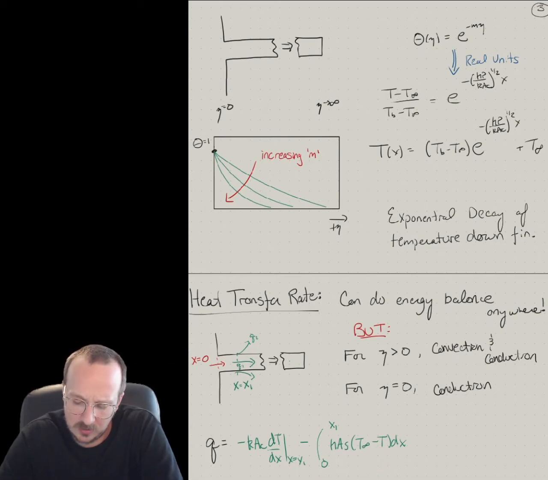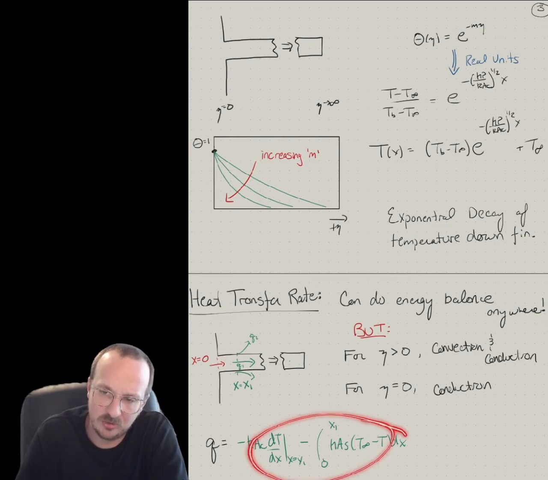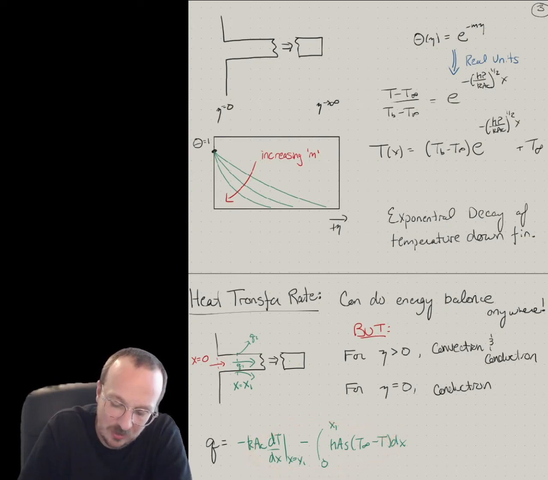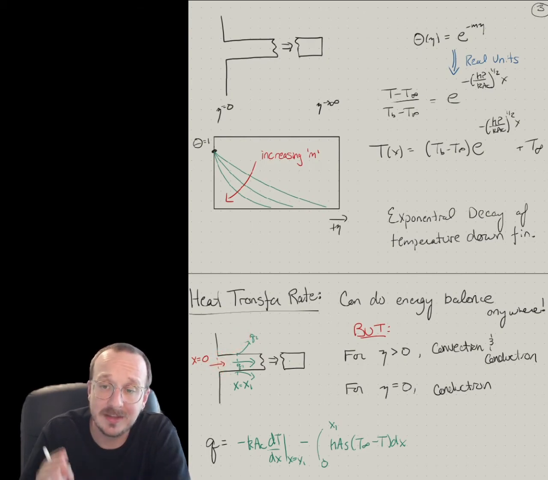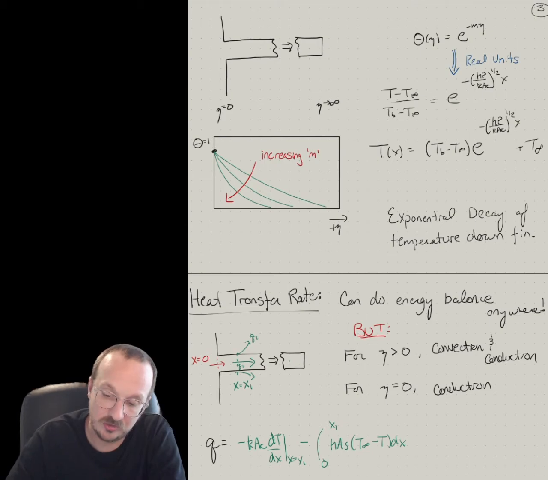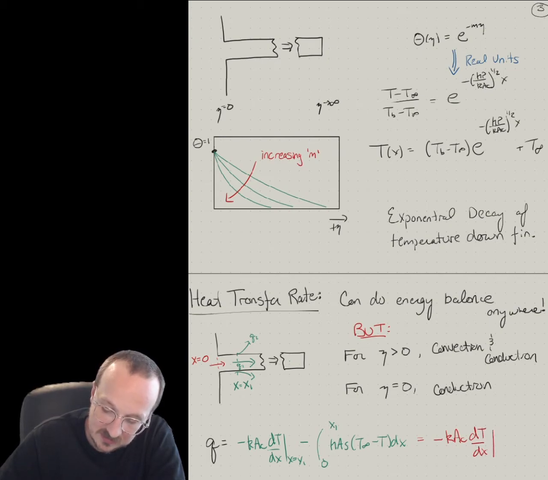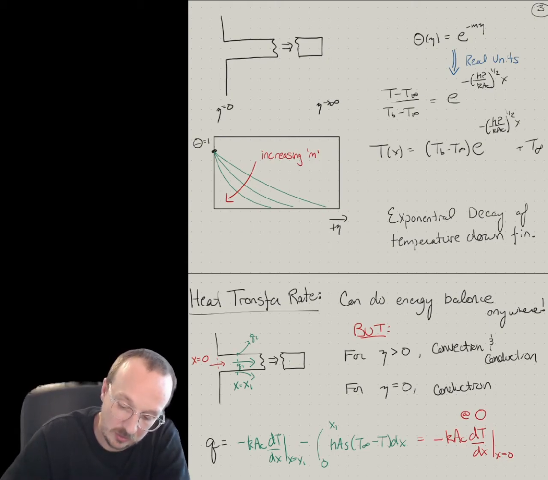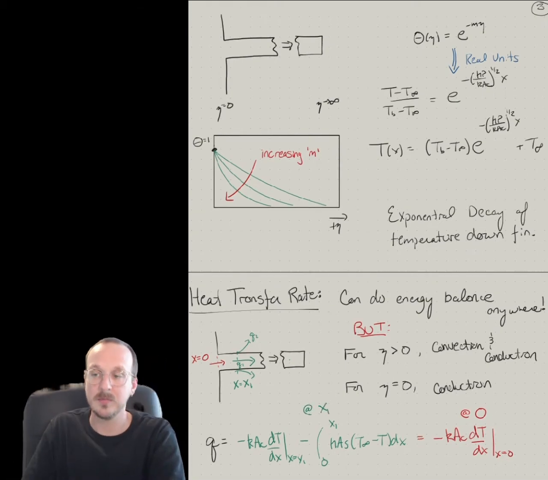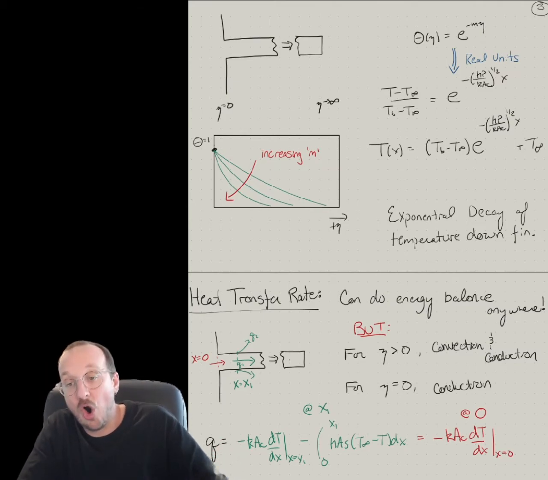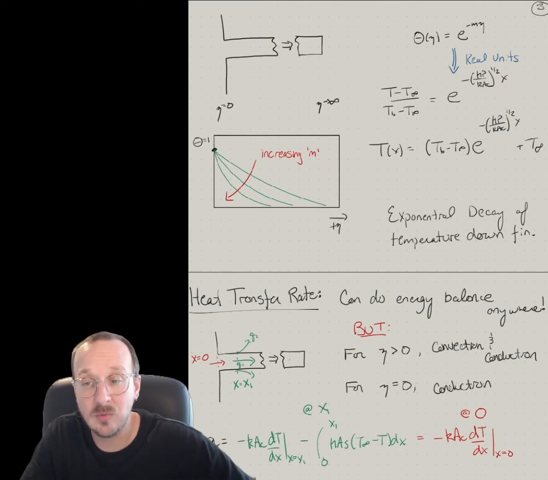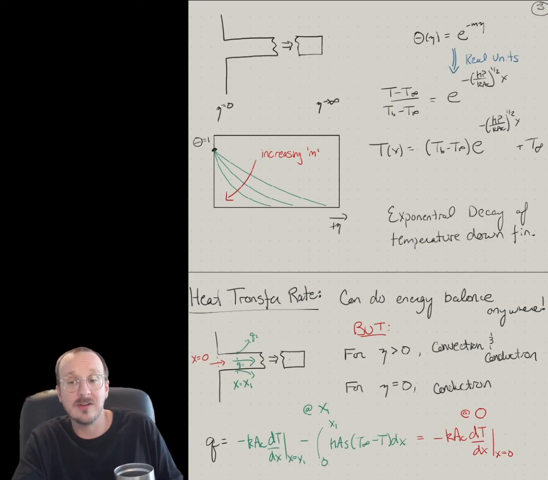So the problem is this is tricky. You don't want to do this. So you can get around this by just saying we're going to compute Q right before any convection happened, and then you're always talking about all of the heat going into the fin. So you could also just say Q equals minus KAC dT dx at x equals 0. Okay, so this is at 0, and this one would be at x1. So it doesn't matter. You can always do an energy balance to account for the heat anywhere, but it does matter in terms of how easy the math is.